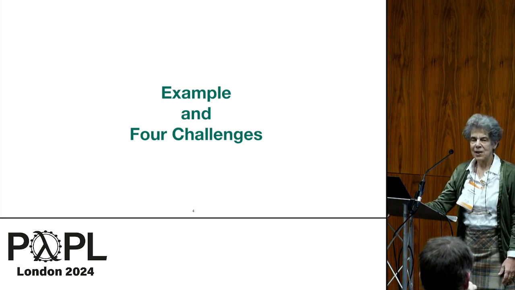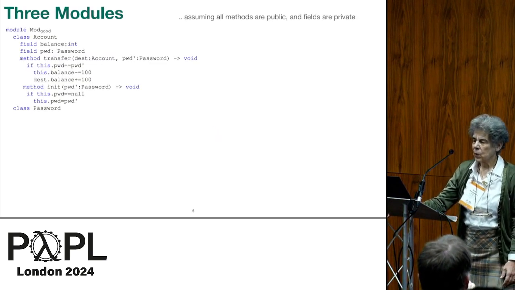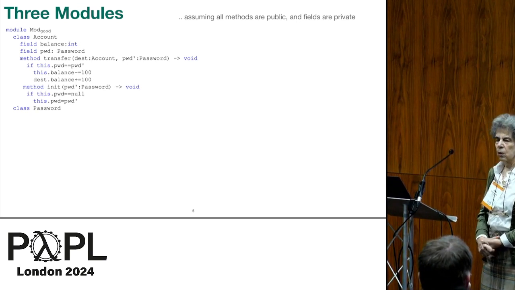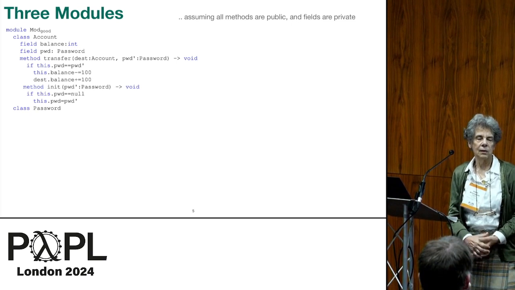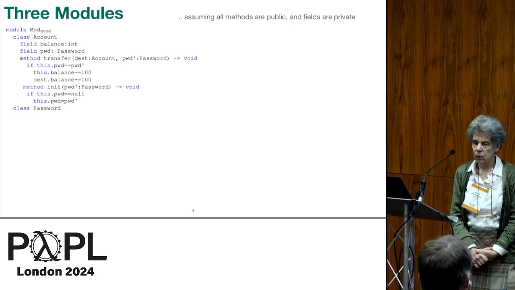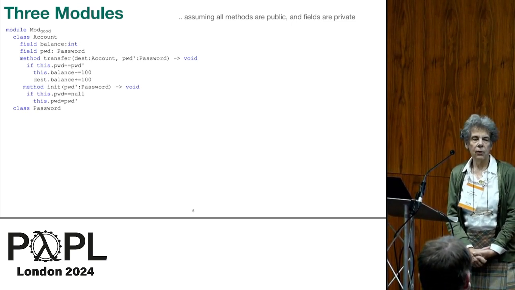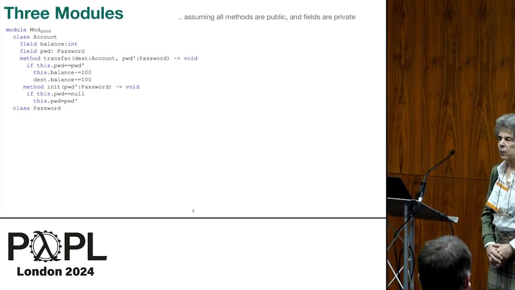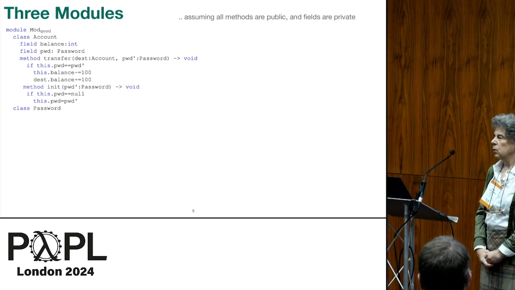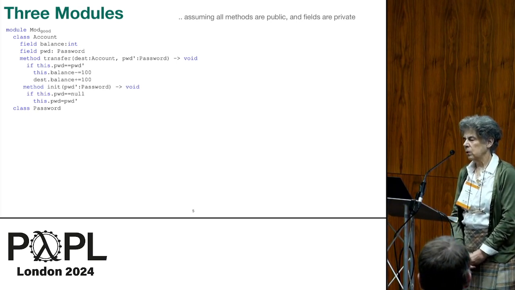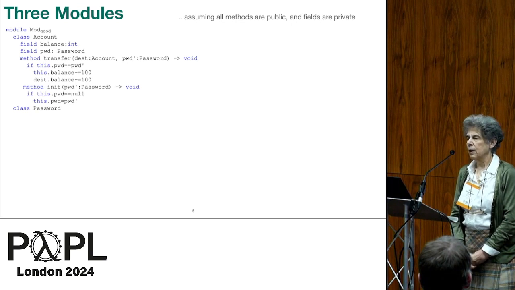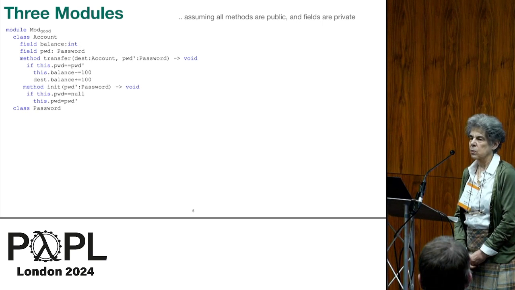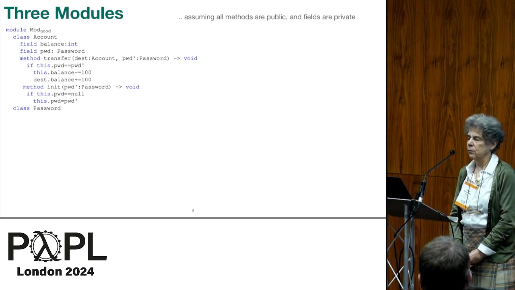Some of you might have seen the example in the past. So we have got three modules. The first module is a good module, and it is a module for payments. So I have got a class Account. The account has got two fields, balance and password. You can transfer money from one account to another, provided you have given the right password. And you can initialize your account. So if the password is null, then you can set the password. But then you cannot change the password any further.